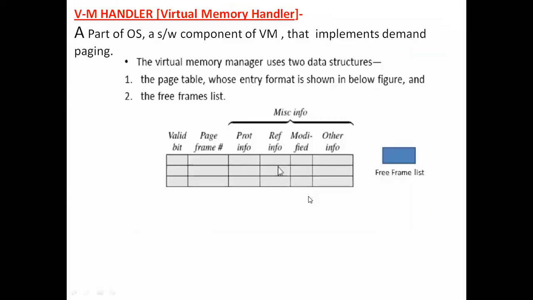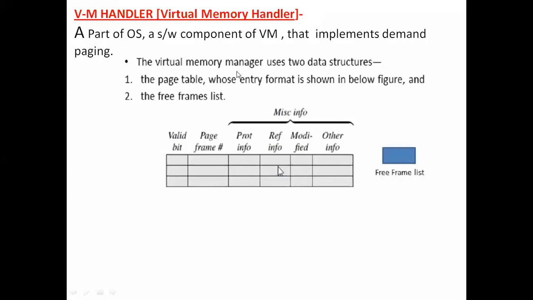So now the same block has been explained here. This virtual memory handler or virtual memory manager is a part of the operating system, or a software component of the virtual memory, that implements demand paging. The virtual memory manager will be using two kinds of data structures. One is the page table, like what we have seen earlier, as well as the list of free frames. Information regarding all these fields has already been discussed for your information.